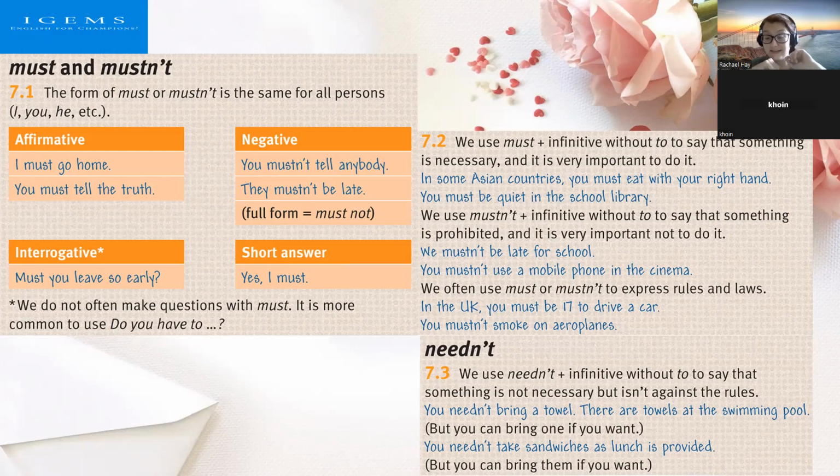Okay. And then interrogative. This is how you ask a question with must or mustn't. Must you leave so early? Mustn't I make soup for dinner? Okay, and then you also get a short answer. So yes, I must. Okay, so we don't often make questions with must. It's more common to use do you have to? Okay. Do you understand? Yes. Good.